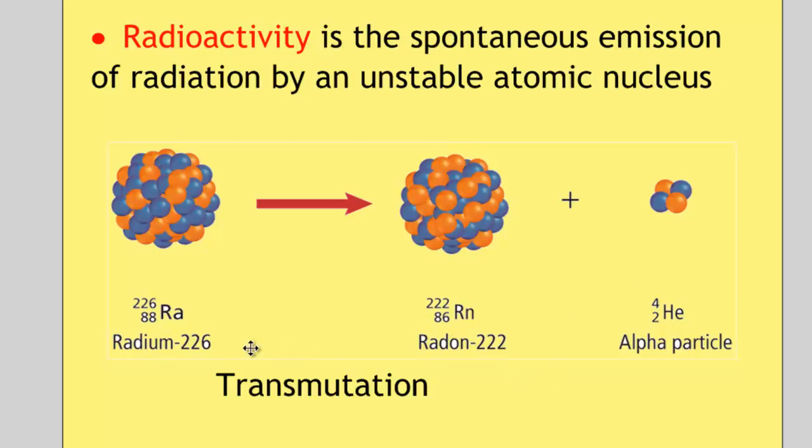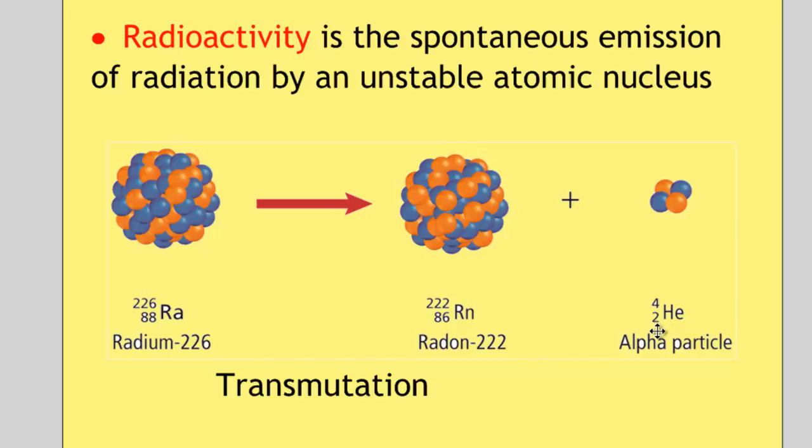Now, if you look at this, here's what I really want you to see. The atomic number on the left-hand side of the arrow, the reactants, is 88. If we go over to the right-hand side, what we have is 86 plus 2.